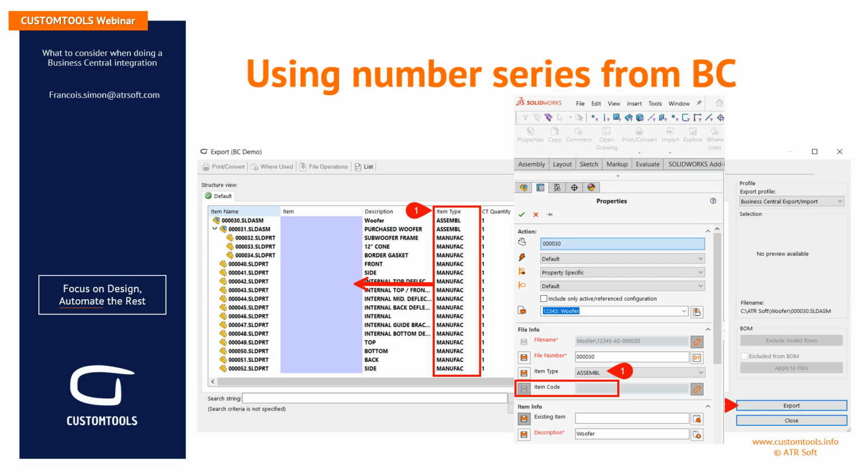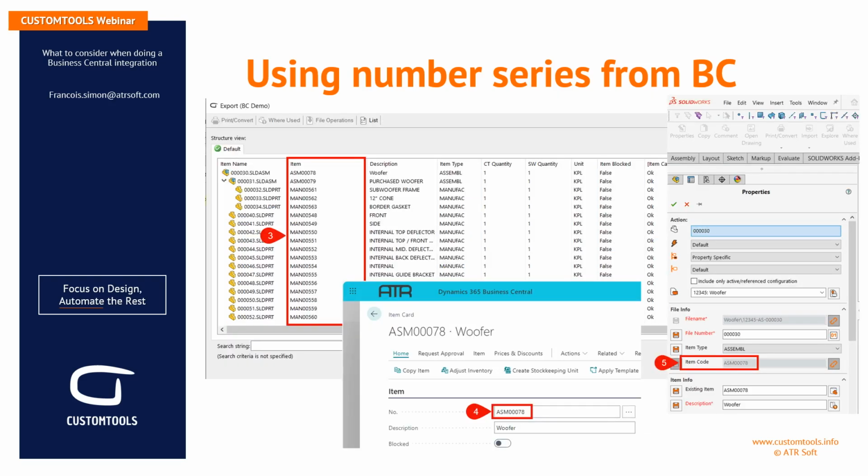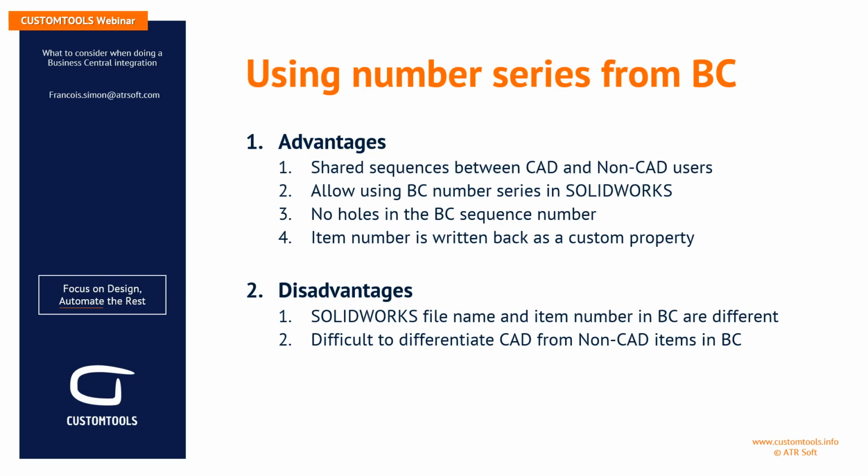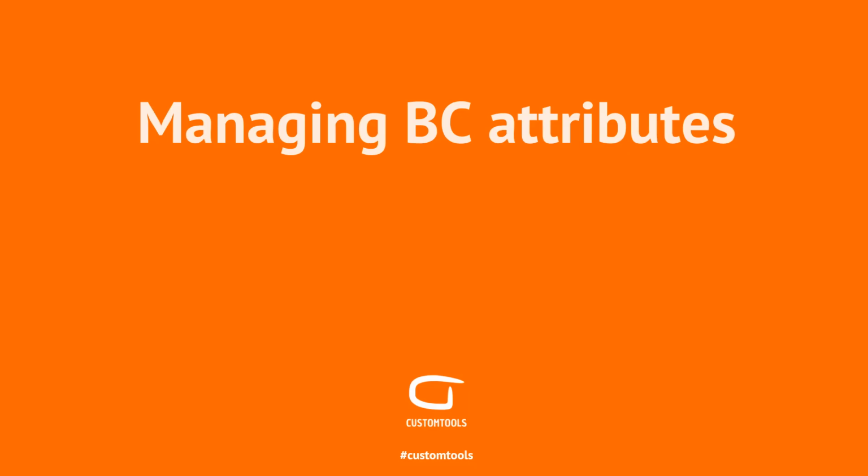If we are using the number series from Business Central, then the item number can be generated during the export. The item number can be generated based on a category to select a specific number series in Business Central. Once the item number is generated, it will be created in Business Central, and the item number will be written back as a custom property of the SOLIDWORKS document. Using one or the other method has its own benefits and disadvantages. The choice is more dependent on how you are working in Business Central.